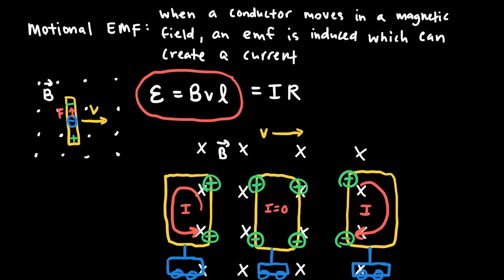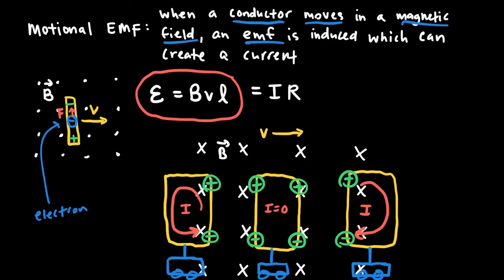The last topic I'd like to remind you of is very much related to what we just talked about, but it's called motional EMF. We talked about how when a conductor moves in a magnetic field, there is an EMF that is induced, and we know that this is possible because on the left-hand side here I just imagine this blue particle to be an electron.